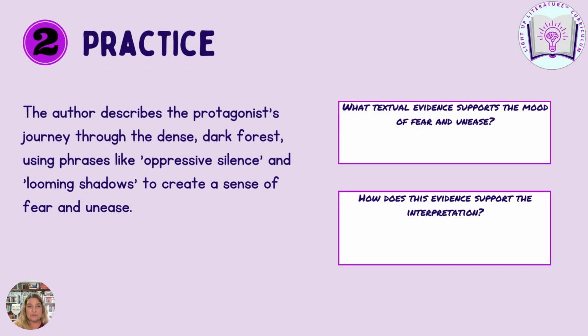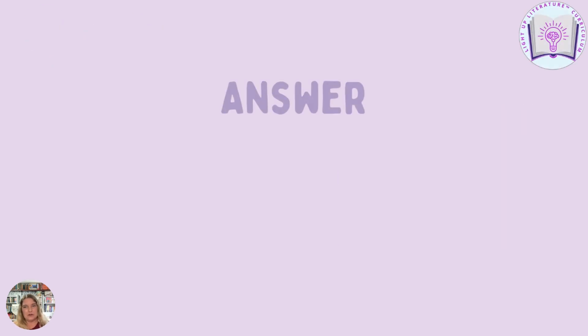The author describes the protagonist's journey through the dense, dark forest using phrases like oppressive silence and looming shadows to create a sense of fear and unease. All right, so what text evidence supports the mood or the fear and unease? And then we're going to explain how this evidence supports it. So you can pause here if you want to practice and try to figure it out first.